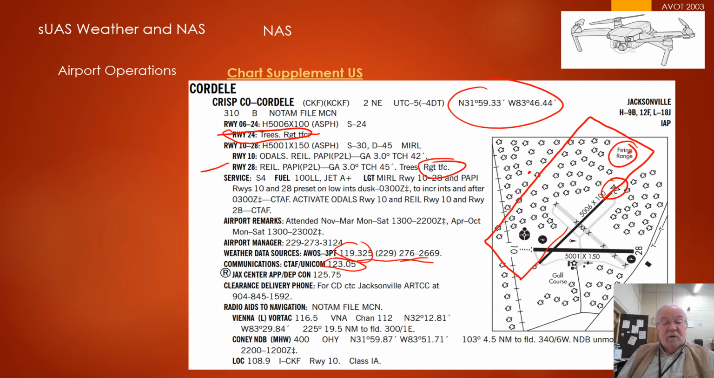The sectional chart gives you a lot of information as well, but there's a lot of detail that you need. If you're going to operate in the vicinity of an airport, you need to know how to access that information. And of course, the written test will have some examples, not very many, but a couple of examples of chart supplement US, and then you need to be able to dig down into it and try to understand what's going on there.